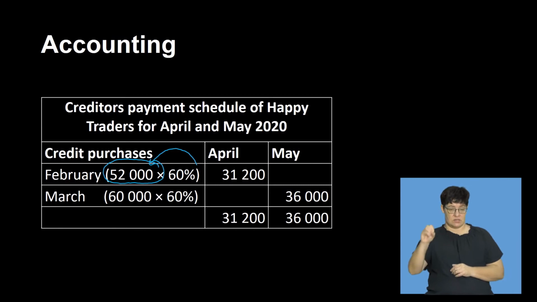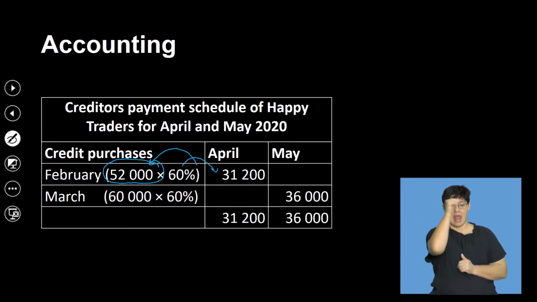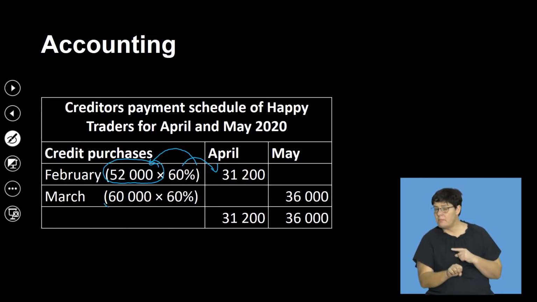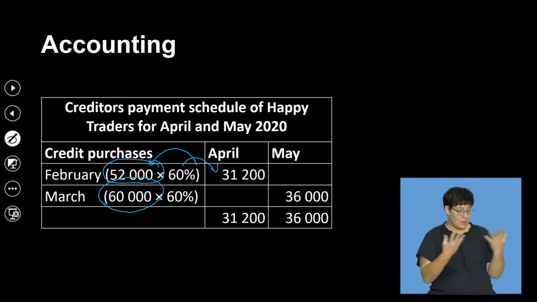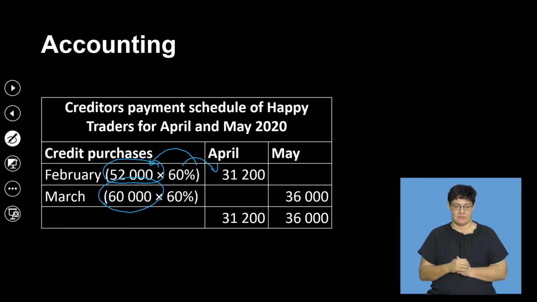you get a figure of 31,200. So you can clearly see, if you bought in February, they told you, you pay 2 months after. So February, March, you're paying in April. How much are you paying in April? 31,200. Then you look at March, and once again, you find out that your total purchases is 60,000, and 60% of that figure is on credit. So you'll take 60% of 60,000. We can do it as a straightforward calculation. It would be 36,000 Rand.